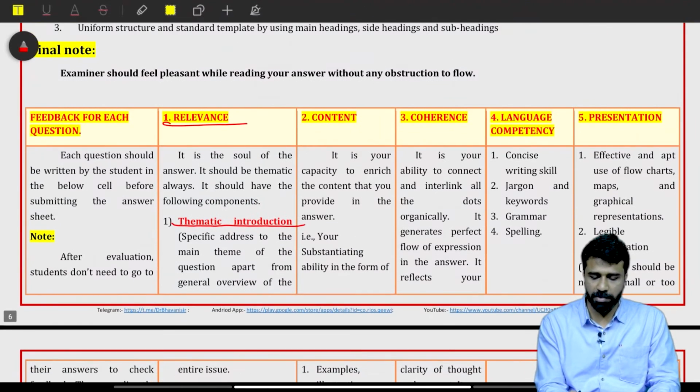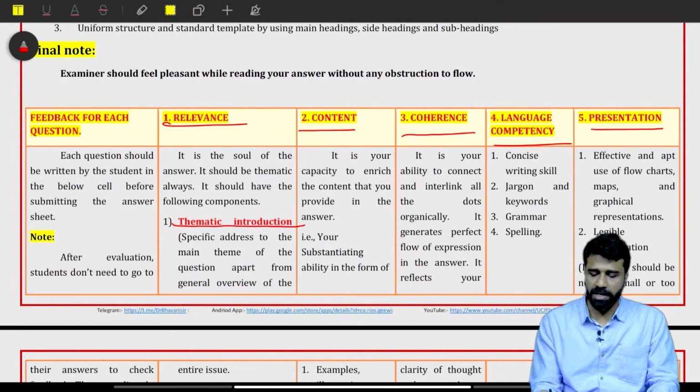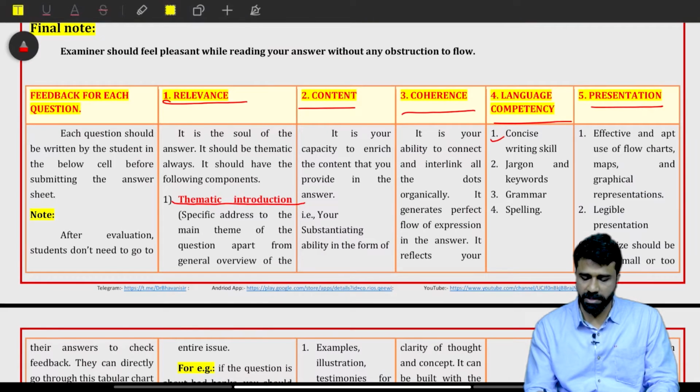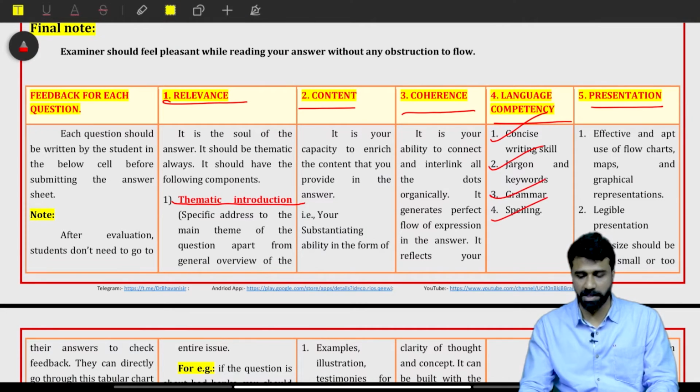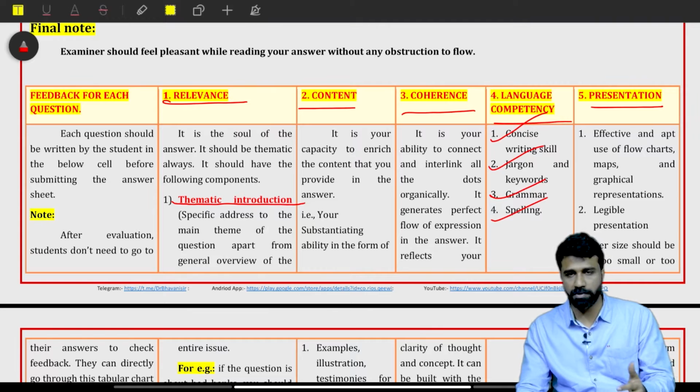So these are the 5 parameters that I have given you. Language competency has concise writing skill, jargon and keywords, grammar and spellings. These are the 4 to 5 sub-parameters under this broad domain of language competency.